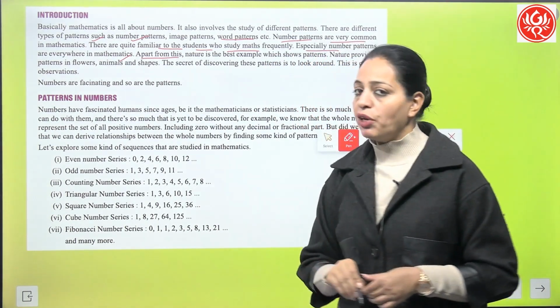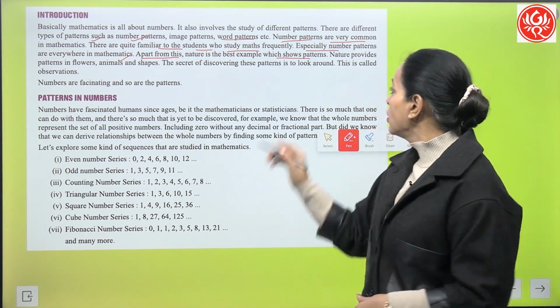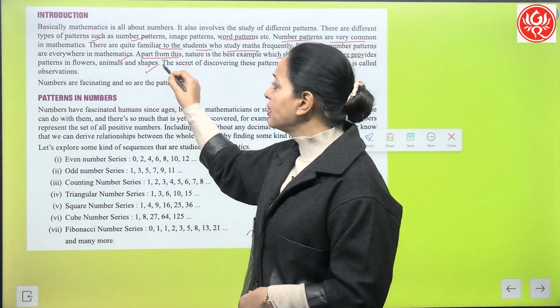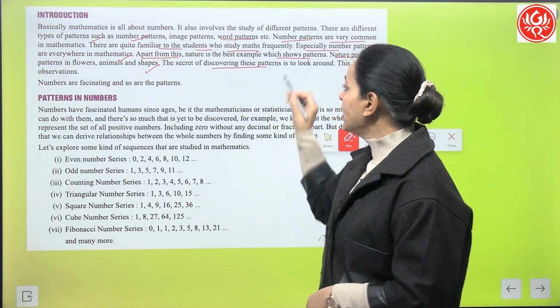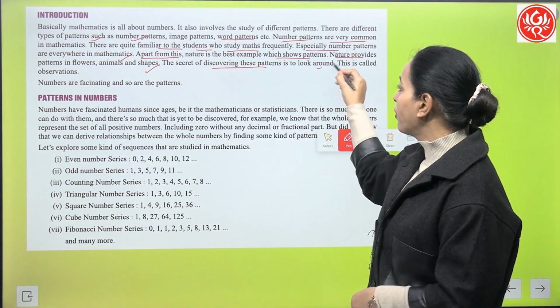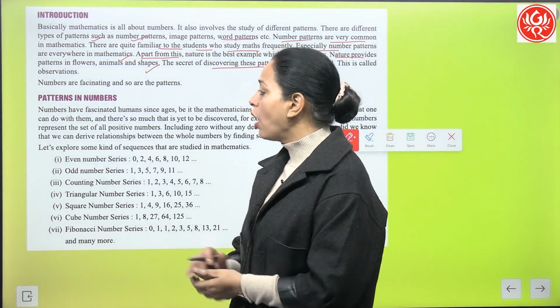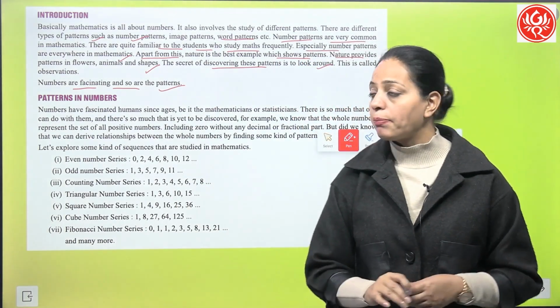Apart from this, nature is the best example which shows patterns. Nature provides patterns in flowers, animals and shapes. The secret of discovering these patterns is to look around. This is called observation. Now, numbers are fascinating and so are the patterns.